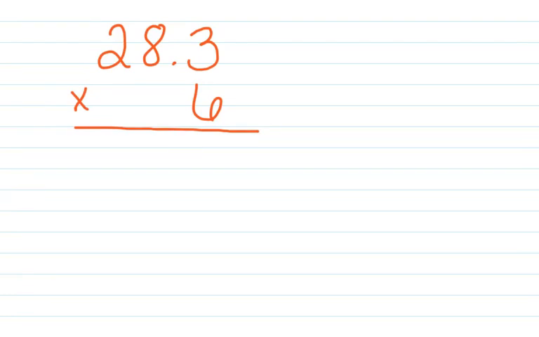The first thing I want to do with this is just know that I'm going to multiply, but I'm not going to even worry about the decimal. So I'm just going to act like this is 283 times 6 and forget that the decimal is there at all. So my first step, remember, is multiplying 6 by 3, and then I'll do 6 times 8, and then I'll do 6 times 2, and I'll worry about the decimal when I'm all done.